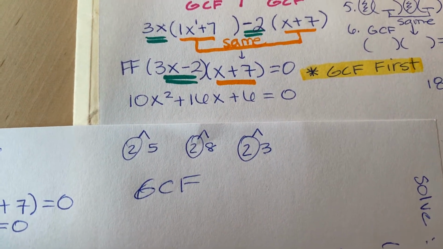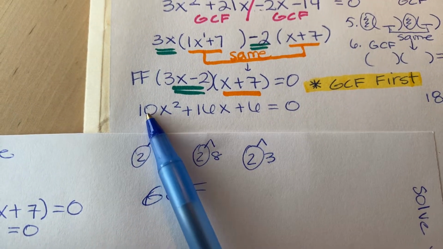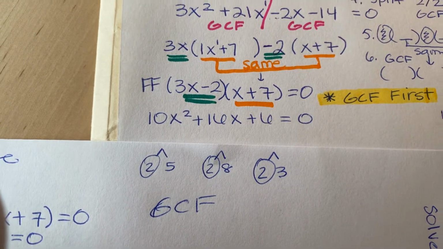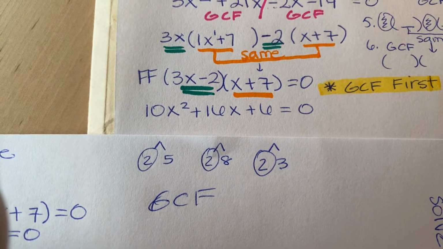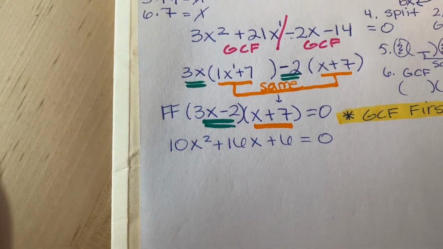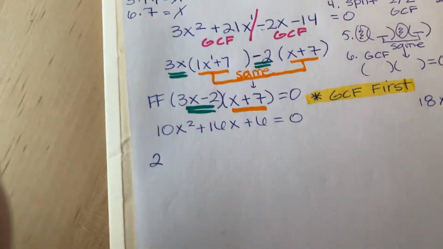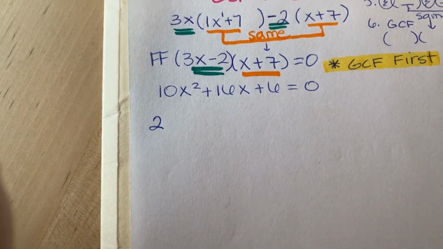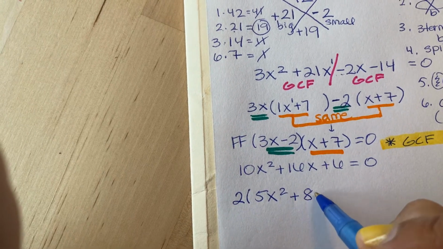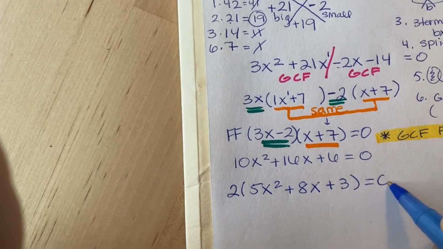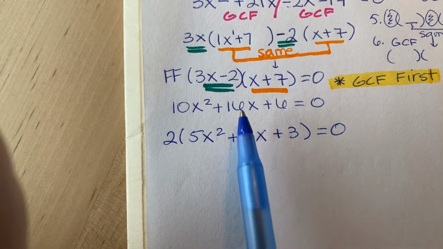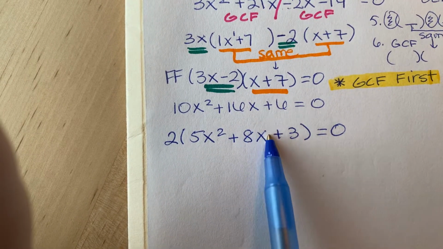And the really great thing about GCF factoring is that it reduces your A, B, and C values. So when you multiply A times C, the numbers are smaller, there are fewer pairs, and it ends up being better for your mental math. Okay, so here we go. My GCF is 2, so I'm going to take a 2 out. Now divide it, what's left? 5x squared plus 8x plus 3 is equal to 0. I just need to double check that I didn't mess that up. 2 times 5 is 10, 2 times 8 is 16, 2 times 3 is 6, x squared.